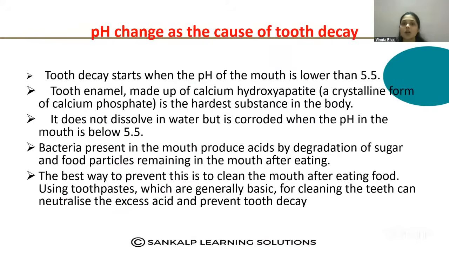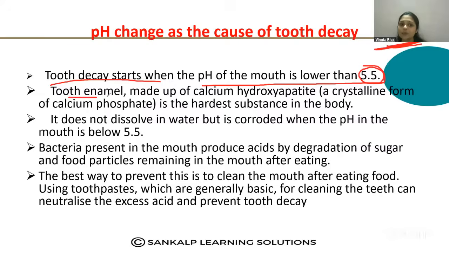pH change as the cause of tooth decay, very very important. Tooth decay is when teeth get damaged or decayed. So how are tooth decay and pH related? Tooth decay starts when the pH of the mouth is lower than 5.5. When our mouth pH is less than 5.5, the tooth decay starts.